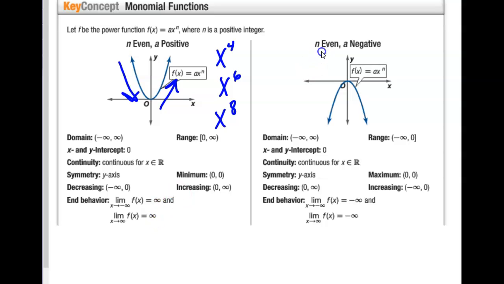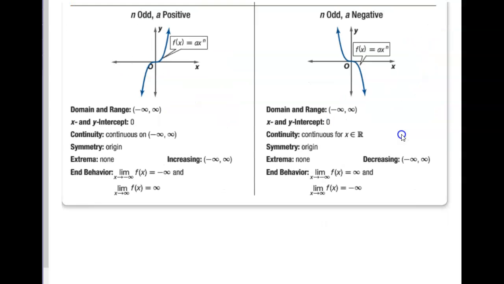And that all switches if we make it n is even with a negative out front. So if we had a negative something, and it could be a number, with an x squared, or a negative something with an x to the 4th, or a negative something with an x to the 6th, they would all just go down and things would change accordingly. Any questions on that? All right. When we have an odd power, like an x cubed was this shape, an x to the 5th, an x to the 7th, they would all be this shape, okay?